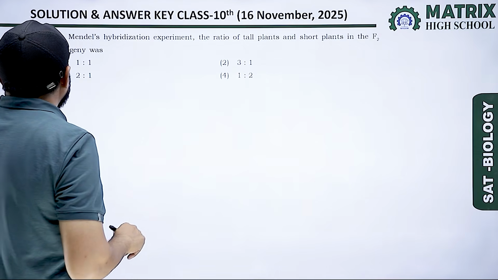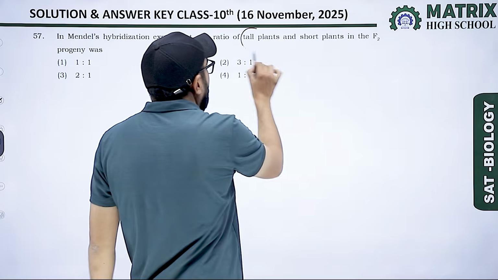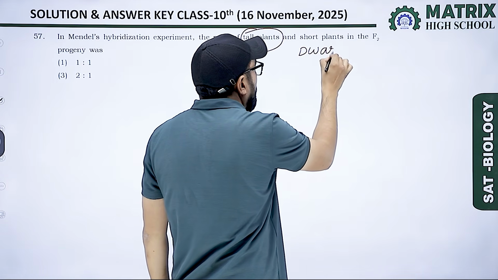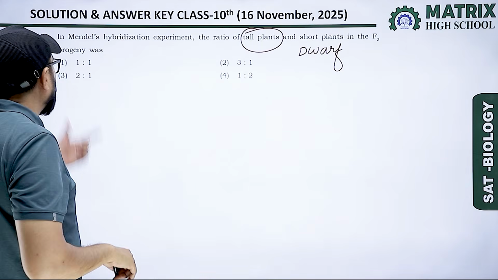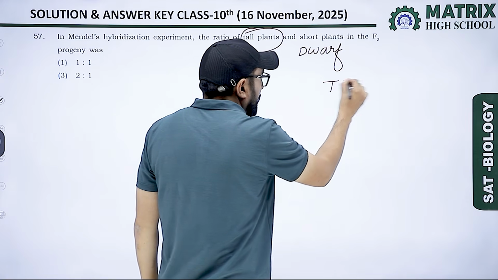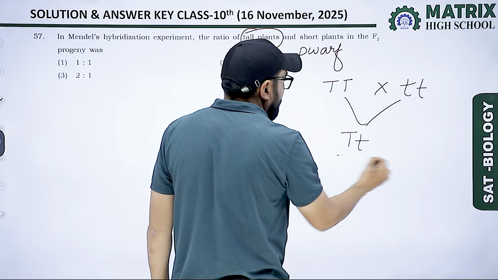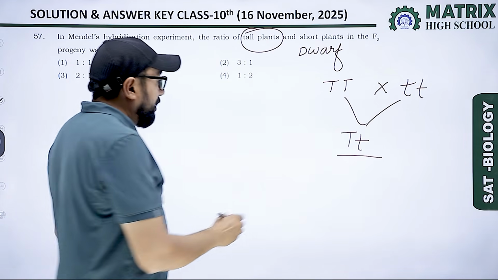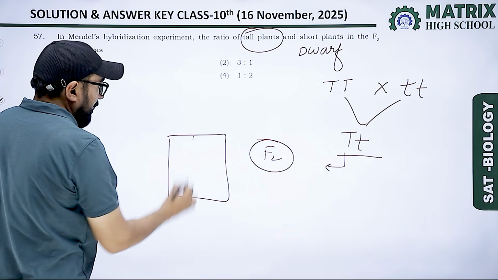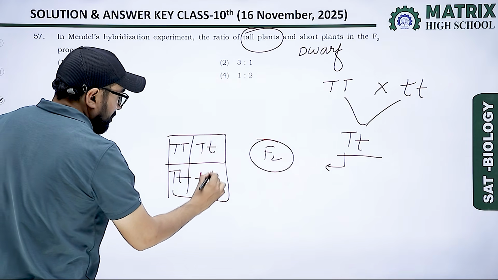Next, in Mendel's hybridization experiment, the ratio of tall plants and short, meaning dwarf, plants in the F2 progeny is. According to Mendel's hybridization, the F1 generation is 100% tall, hybrid tall, but in F2, capital T, small t, or small t.